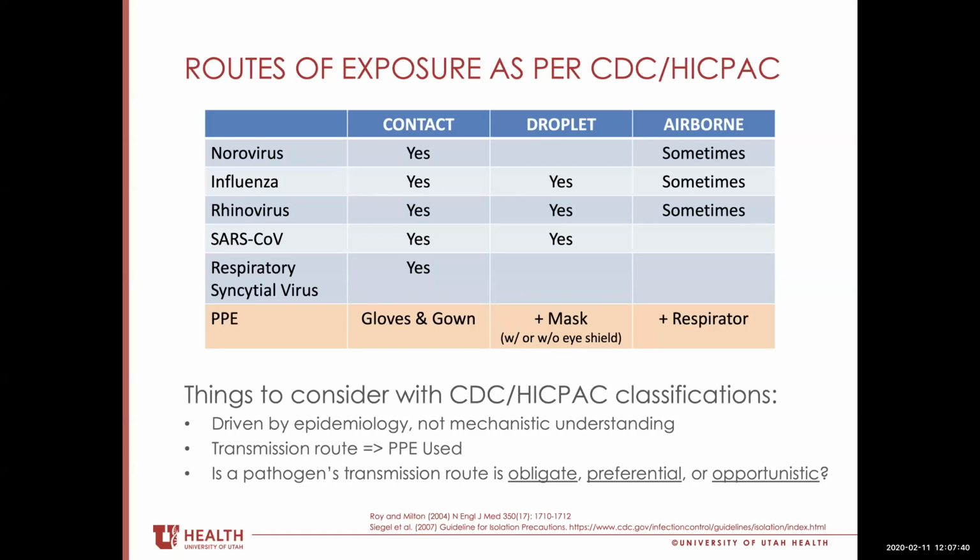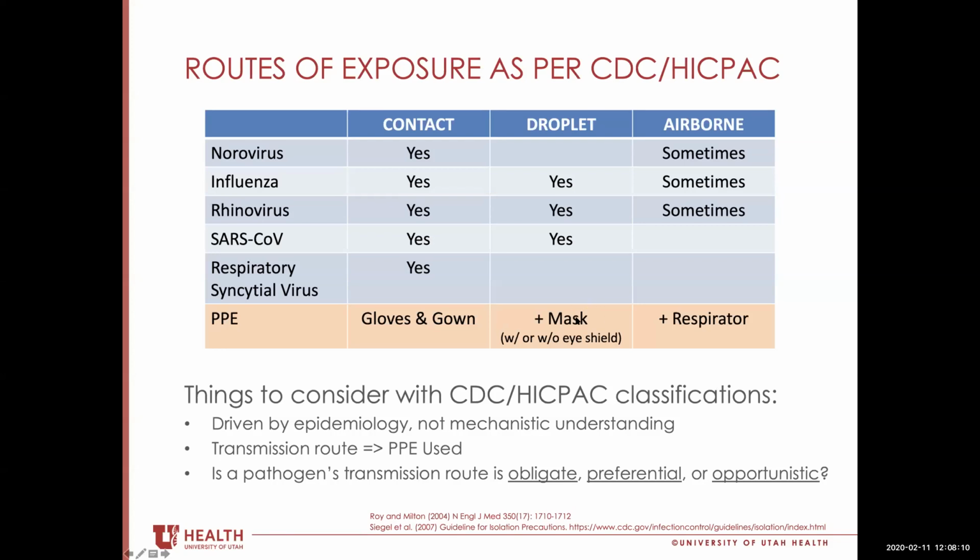Now, something to consider here is that when you get assigned a transmission route by the CDC and HICPAC, this triggers specific types of personal protective equipment. So for example, if you have a contact transmissible disease, then the healthcare workers are supposed to wear gloves and gowns to keep their bodies clean so that when they leave the patient room, they can take off the gloves and gowns and wash their hands, and there's no more virus on their body to expose themselves or others.